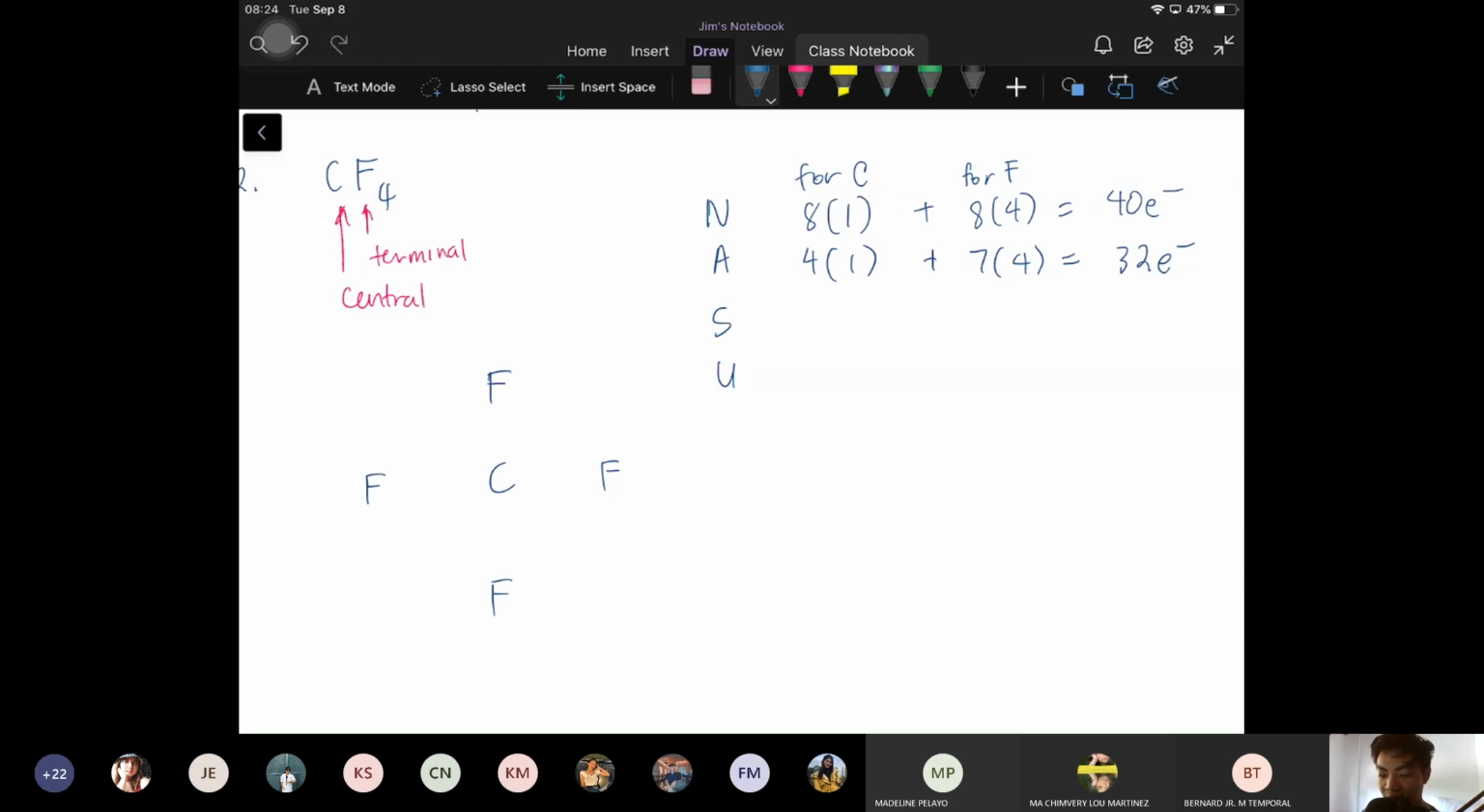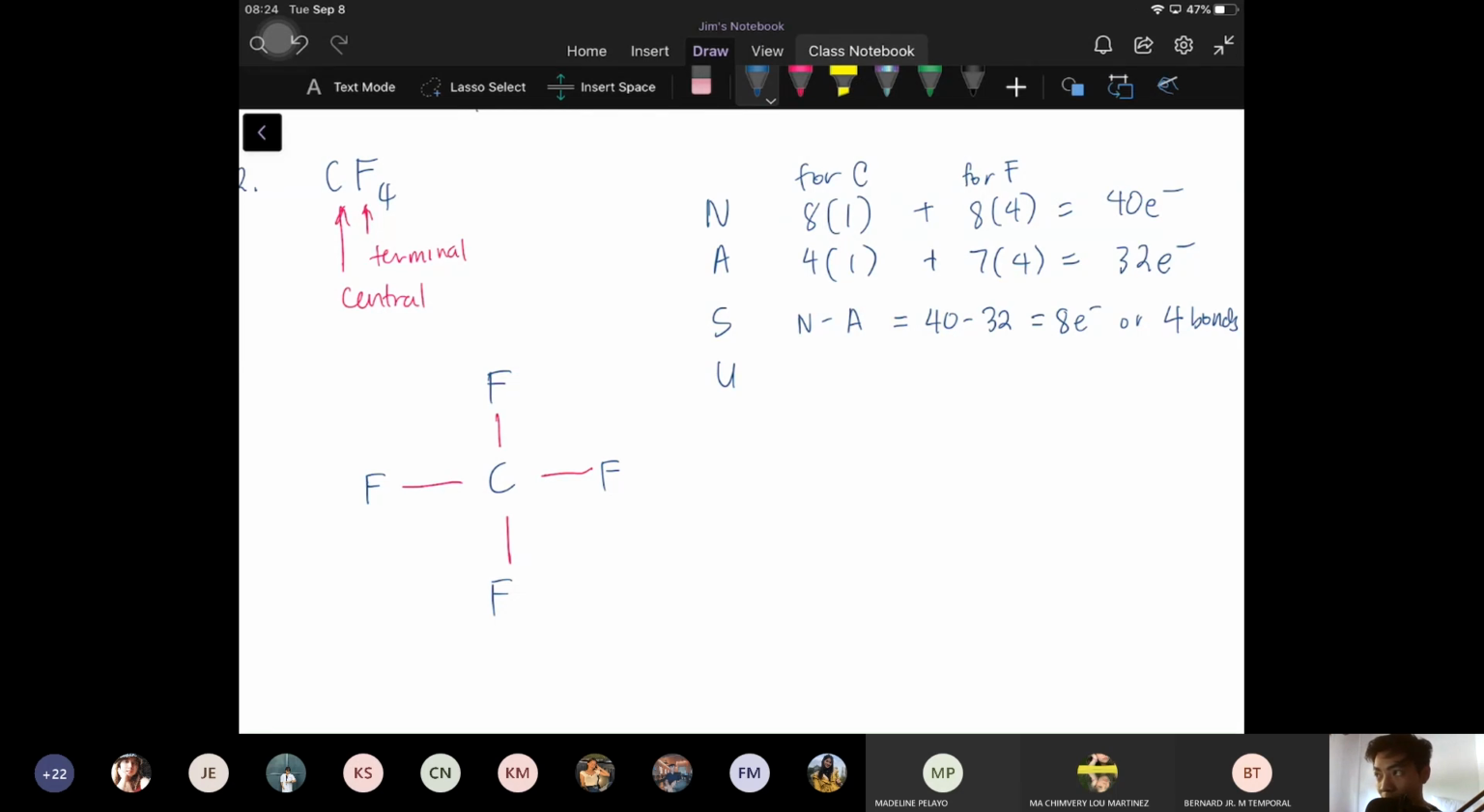Shared. Again, the formula for shared is N minus A. So that's 40 minus 32. That's 8 electrons. If you want to know how many bonds, you just divide it by 2. So we will get 4 bonds. Once alam nyo na kung gaano karaming bonds, you can start connecting your atoms. 1, 2, 3, 4. So nagamit na natin yung 4 bonds.